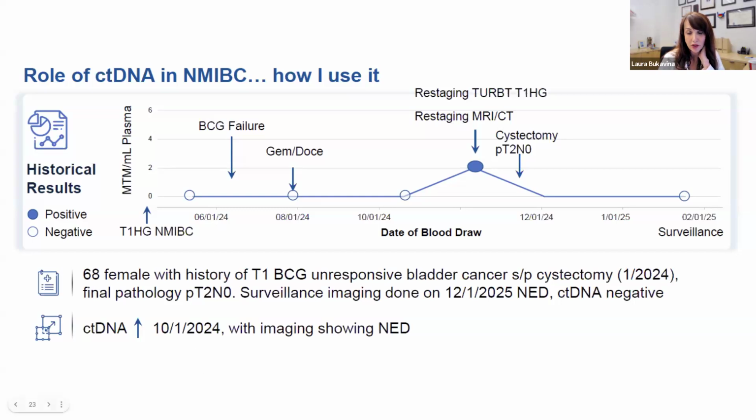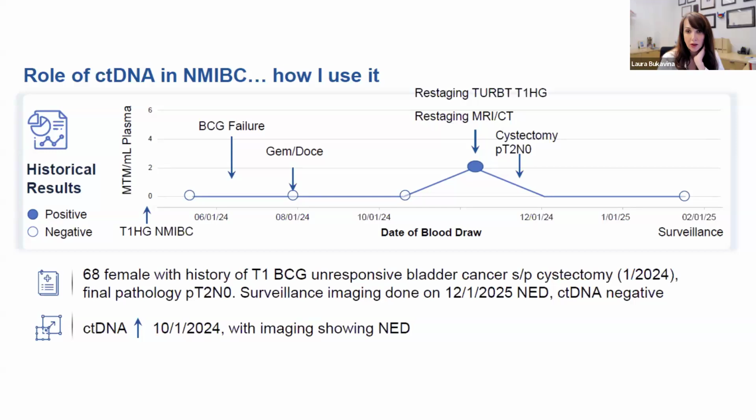I'm talking about restaging very quickly, as soon as they turned positive, even though the patient was really not due for any surveillance imaging for probably 6 months. He was restaged with MRI, CT and a TURBT. Surprisingly, the TURBT was T1, and he's failed 2 treatments before. We talked about his ctDNA status and his MRI, and the patient elected to undergo a cystectomy.